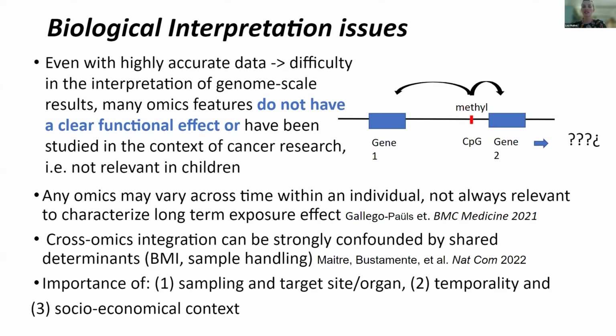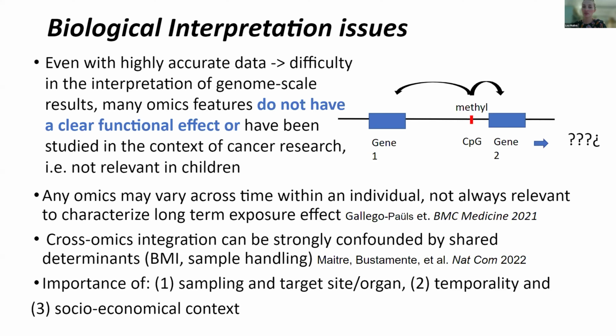Another challenge is that even if we are using several omics, they can still be confounded with the shared determinants, for example, BMI or sample handling. And by combining the omics, you're increasing even more the confounding structure.